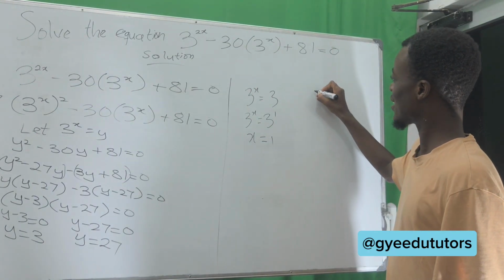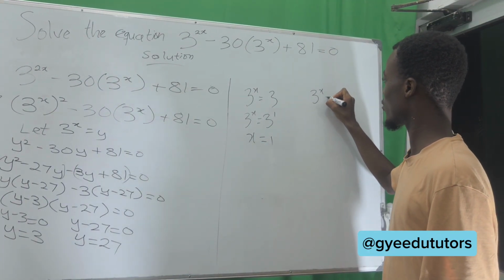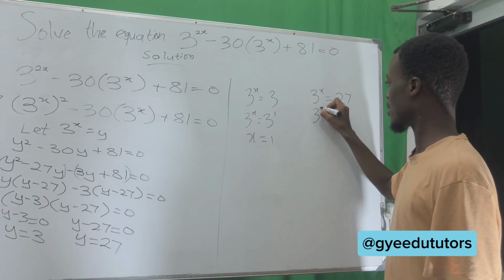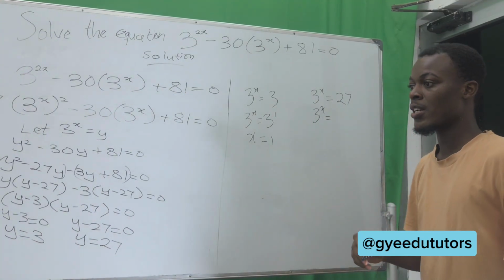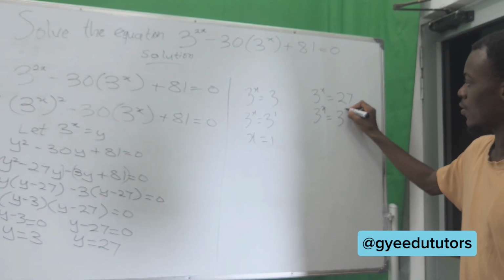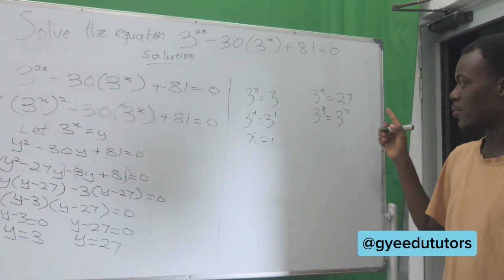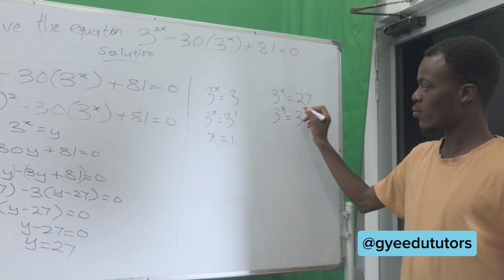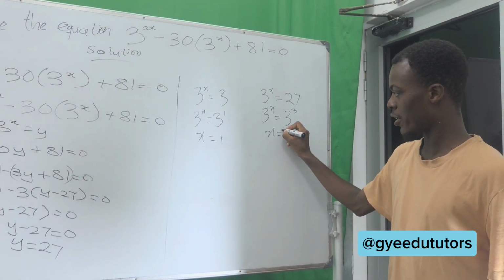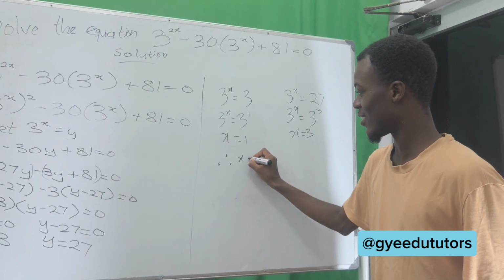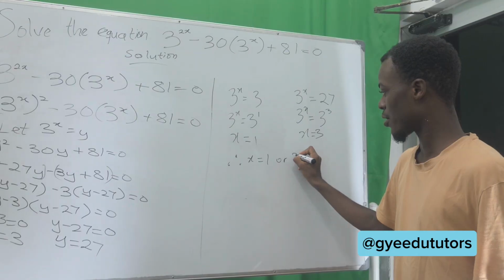And 3 exponent x here is equal to what? 27. Okay. So 27 is a multiple of what? 3. So 3 exponent 3. 3 times 3 times 3 is 27. So now, since the bases are the same, we equate exponents. x is equal to 3. So therefore, x is equal to 1 or 3.